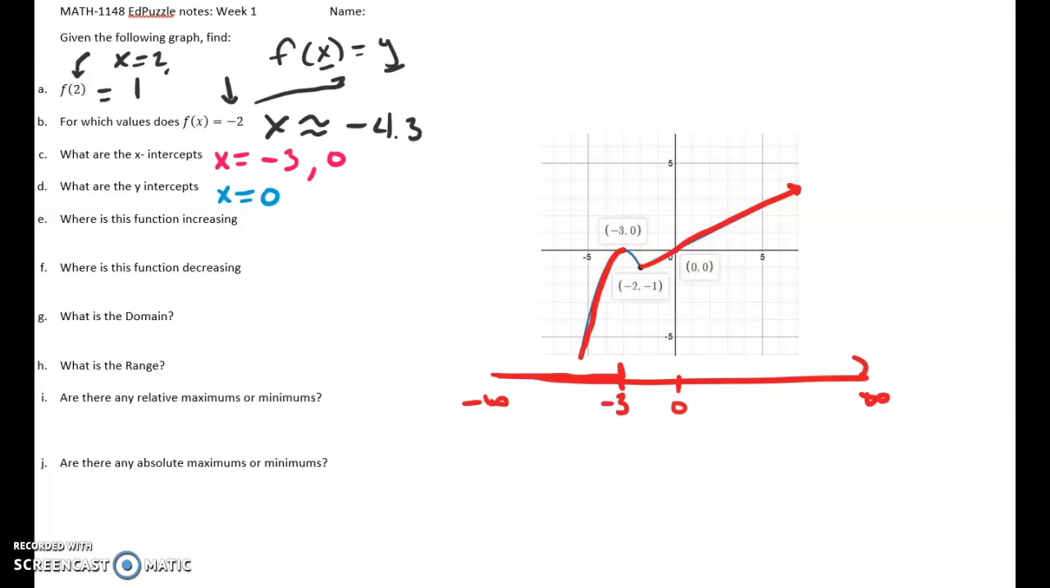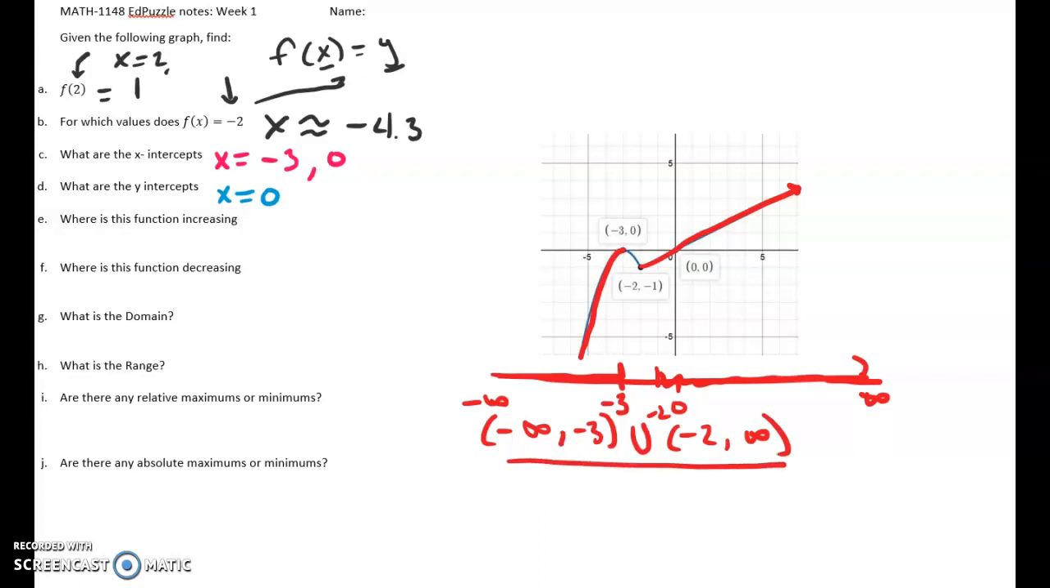But then it starts increasing right here again at -2, and it seems like it increases forever. So when we look at what I shaded, it looks like it's increasing from -infinity to -3. And to say "and," we use a union symbol. It looks like it's increasing from -2 to infinity. Notice I always use round brackets here for this set notation.